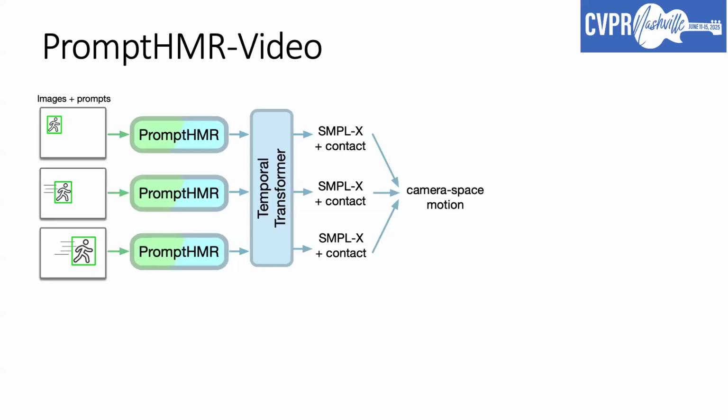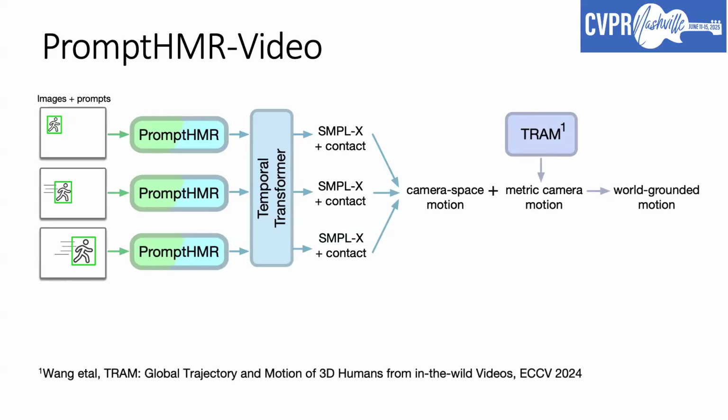We then extend it over time. So we do a per frame method, then we add a temporal transformer, and then we decode the per frame SMPL information plus foot ground contact. This is in camera space, and then we use the motion estimation method in TRAM and convert this into a metric space in world coordinates. This runs at about 3 to 5 frames per second on an H100. It's not real time yet.